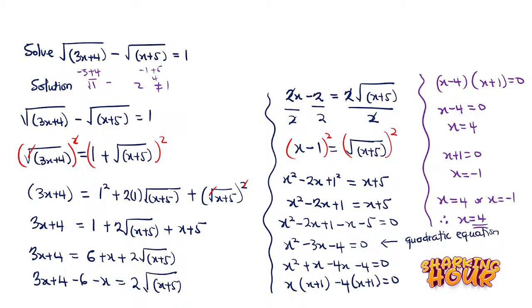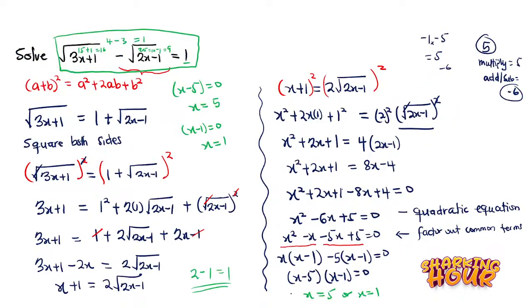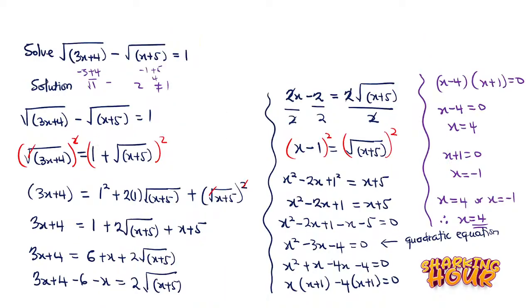So the solution to this problem is x is equal to 4 and not both, as we saw in the previous example. Remember, in the previous example, the two values, x is equal to 5 and x is equal to 1, satisfy the equation, and that is how come we said both are the answers. But in this case, only one satisfied the condition of giving us 1, and that is x is equal to 4, and that is the answer.